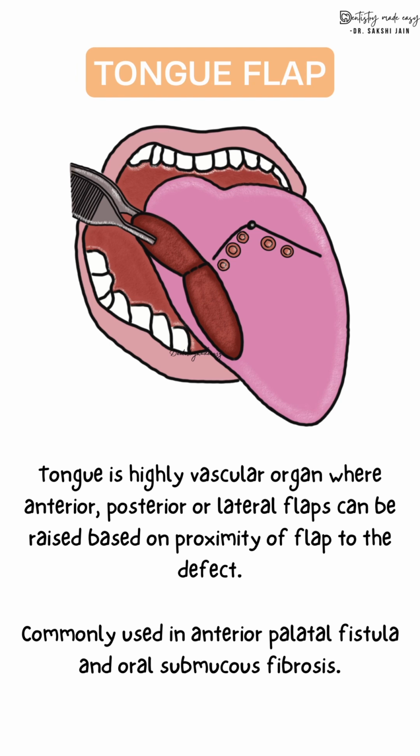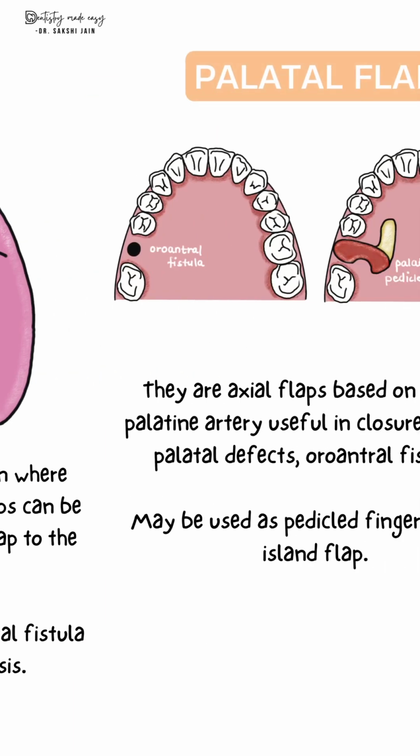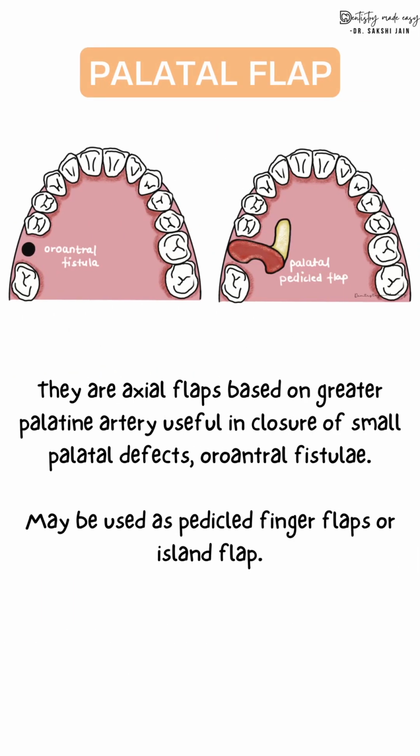Now starting with the last type of flaps, that are the leukoregional flaps. The first is the tongue flap. Now the tongue is a highly vascular organ where the anterior, posterior or the lateral based flaps can be raised depending on the defect. They are commonly used in anterior palatal fistula and oral submucous fibrosis. Now the last flap is the palatal flap. They are the axial flaps which are based on the greater palatine artery and are useful in the closure of a small palatal defect like a fistula. They can also be used as a pedicle finger flap or island flap.